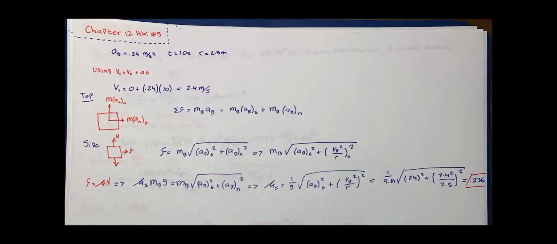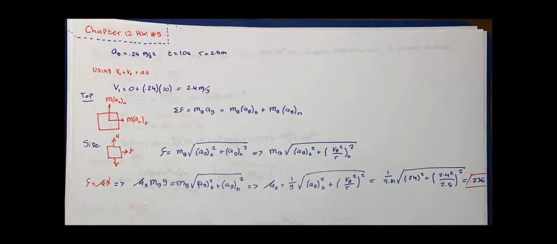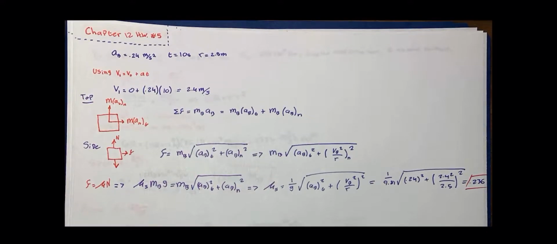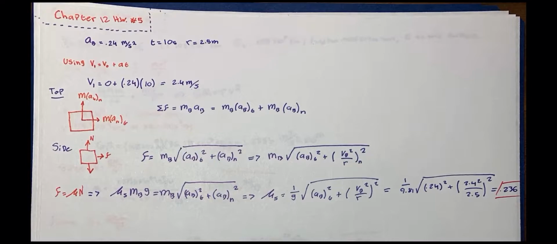So we know, using the kinematic equation, V1 is equal to V0 plus AT. We can plug in the knowns and come up with 2.4 meters per second. So then we want to model what it looks like from the top. We'll do a free body diagram from the top. We can sum the forces, and we'll come up with this equation here from the top.